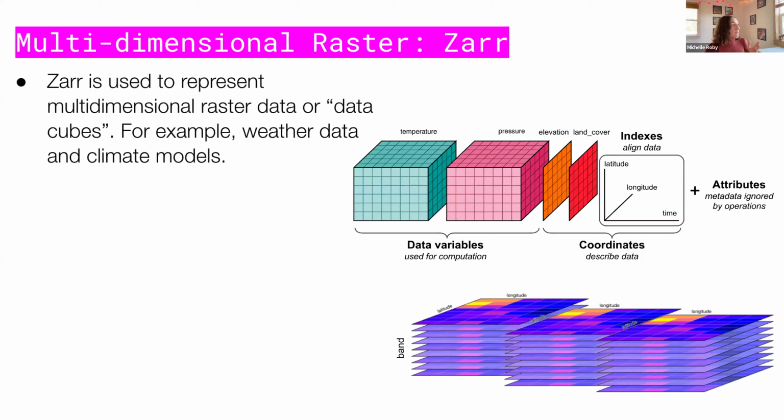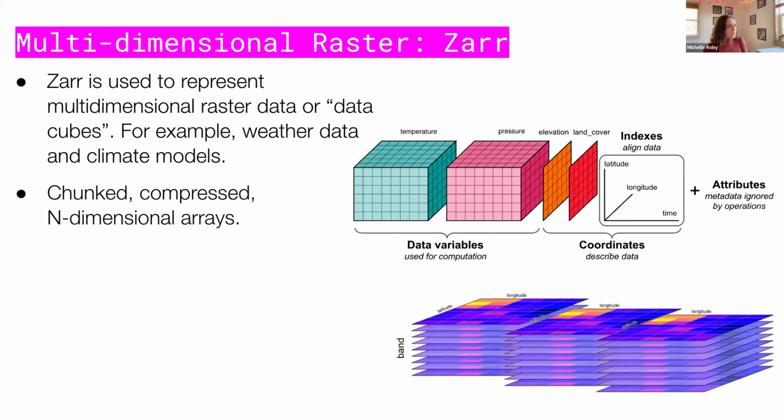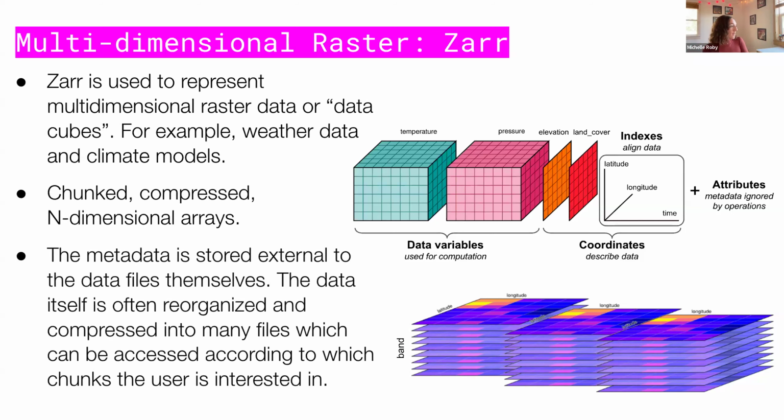Zarr is used to represent multi-dimensional raster data. Data cubes, like climate models, are a really good example of this. So it's chunked, compressed, N-dimensional arrays, so more than 2, basically. The metadata is stored external to the data files themselves. So the data itself is often reorganized and recompressed many times, but then you can find out where things are based on that external metadata file, which is really, really helpful.